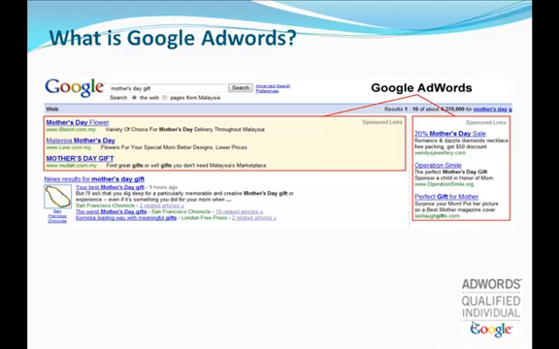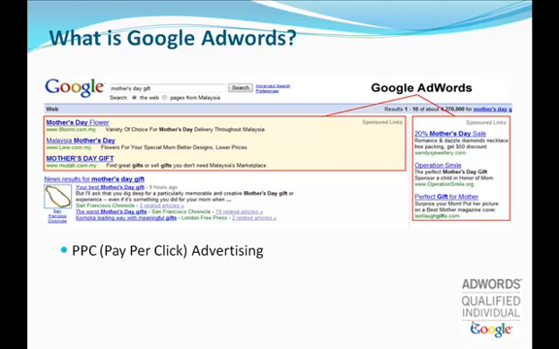So what is Google AdWords? Obviously the sponsored links on the right hand side of Google, and sometimes up top you'll see sponsored links there as well. In this example, someone typed Mother's Day gift into Google, and this is what came back. So advertisers have paid specifically for the term Mother's Day gift.